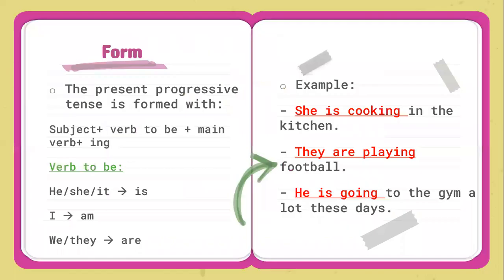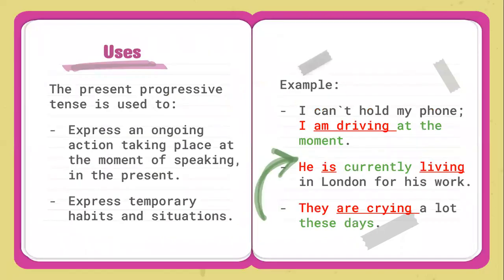I'm going to take you back to those sentences and let's see the time in which those actions are taking place. I can't hold my phone. I am driving at the moment. So at the moment, this action is taking place at the moment, as you can see here in green. Let's look at the other one. He is currently living in London.